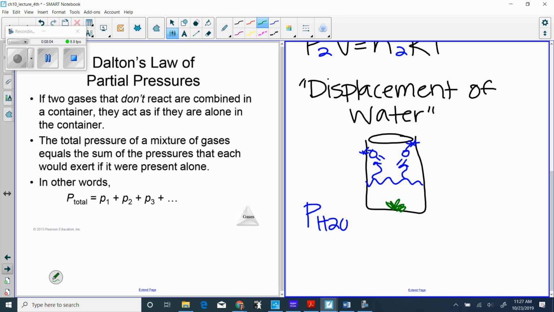When we do gas collection, displacement of water is how we can measure. So this is like an experiment. The experiment creates these bubbles. So those bubbles also are going to have a pressure.